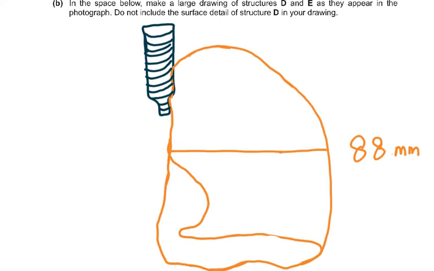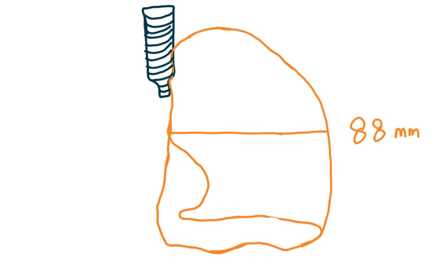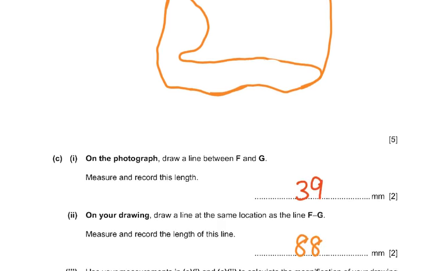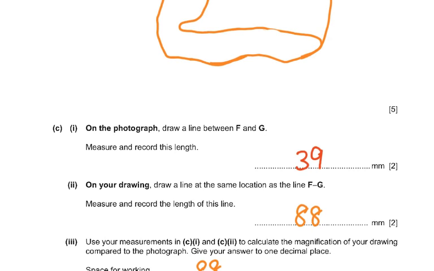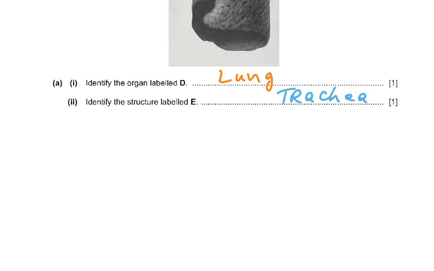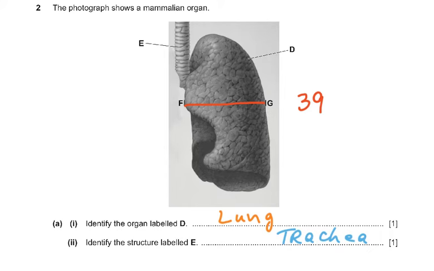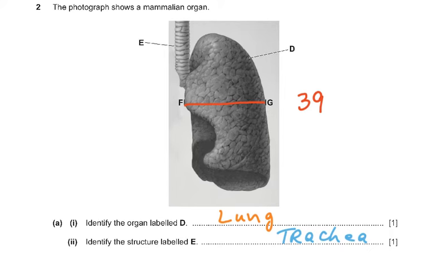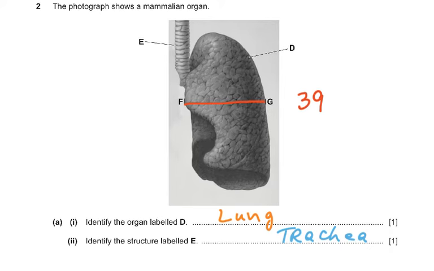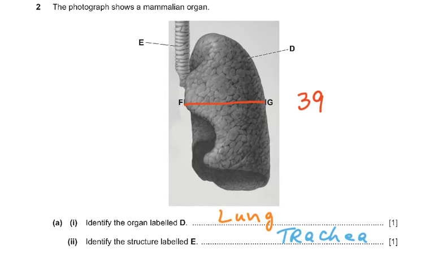So basically, you have to draw the trachea and the lung, and you have to measure this part, F and G. And as you can see in the later part of the question, on the photograph, draw a line between F and G. Now, this was on the previous page. The line F and G was here. So that you measured was 39. That of course would be the same for all the students, because that was the diagram given in the paper.